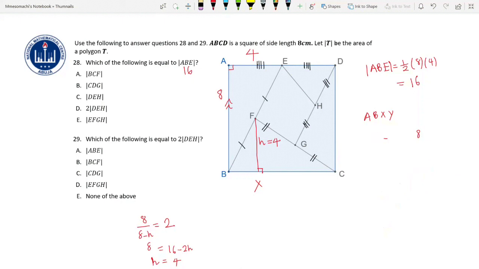So the area of triangle BFC is what? Half BC times H. BC is just the side of the square, that is half into 8 times H, which we got that H is 4. So this is 16. So BFC is 16. Okay.